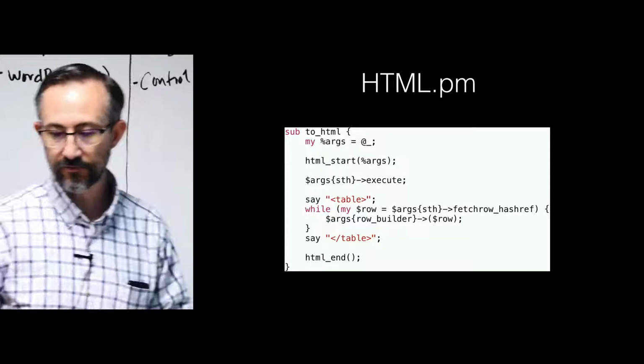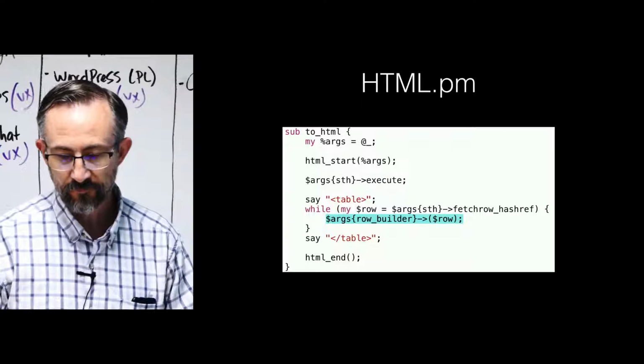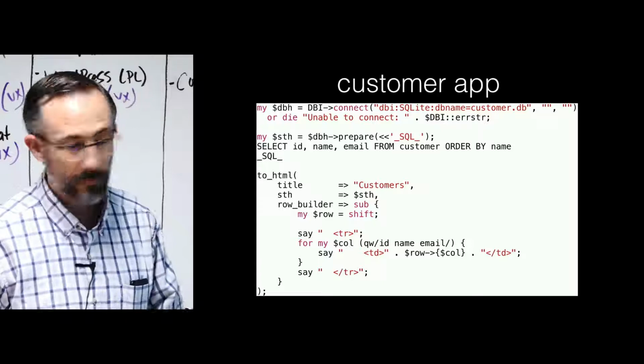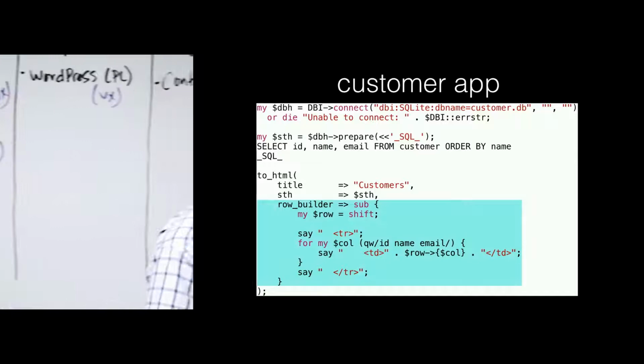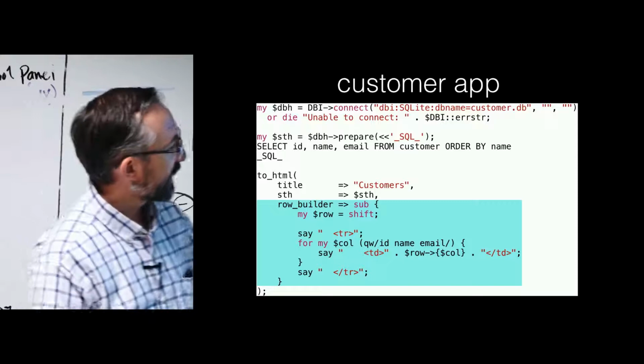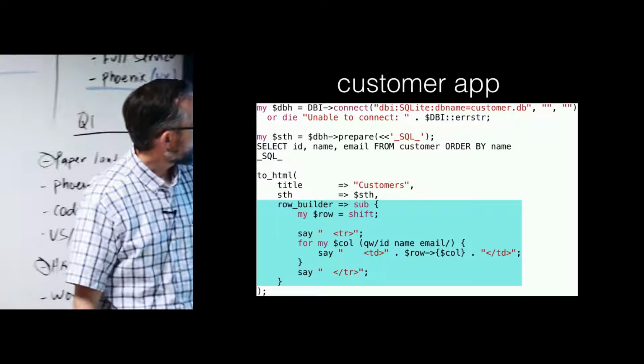Right there. There's our row builder that we invoke. So now, in order to make this work, we need to change our application again. Here's our customer application. So we're going to pass in a third argument. Instead of the rows that we wanted to pass in, we're going to pass in a function. It's an anonymous function called RowBuilder that accepts a row. And when it receives that row, it will iterate over its columns and print out.